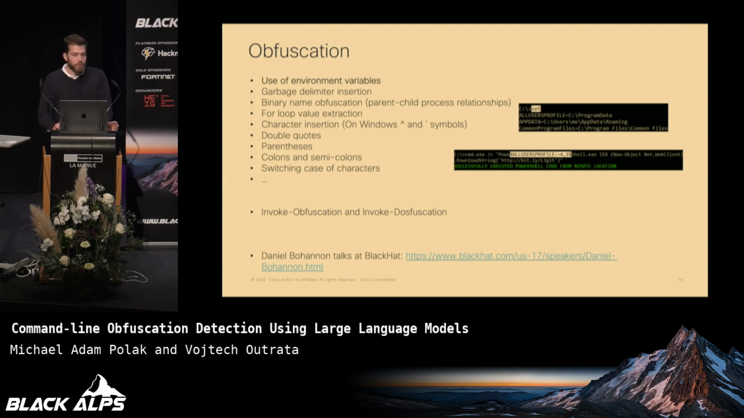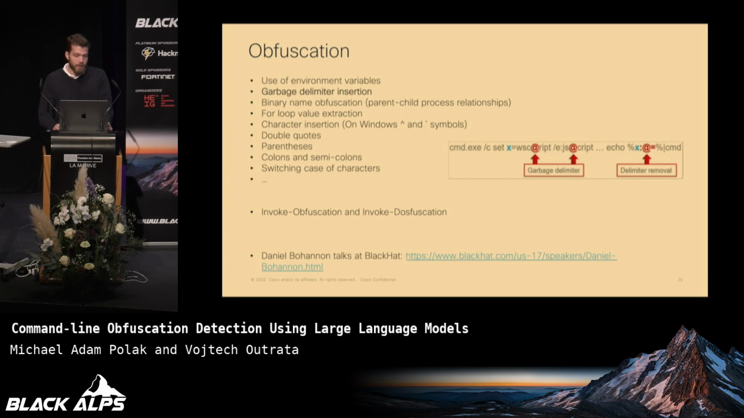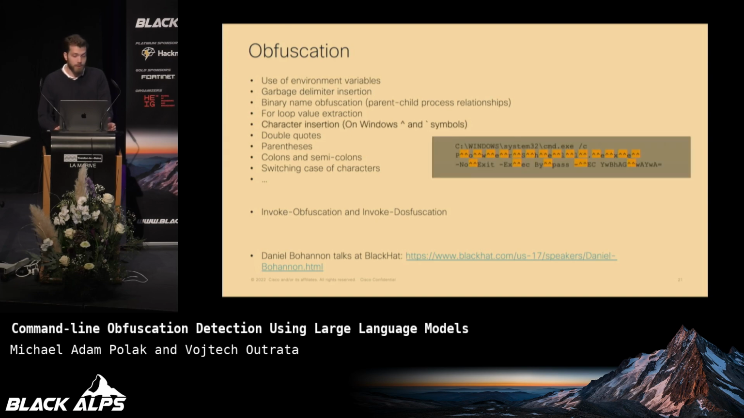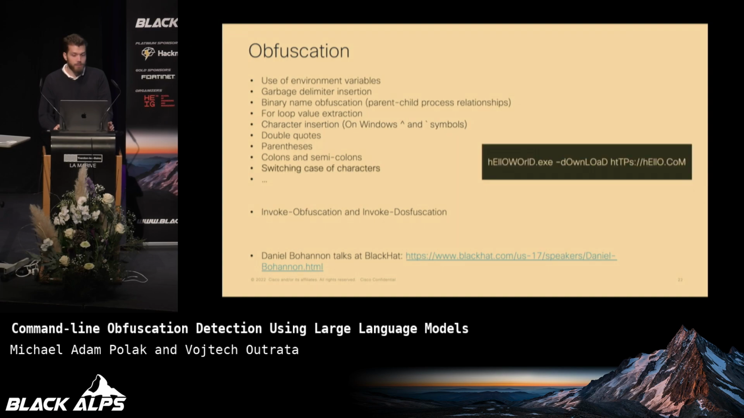So let's look at what other techniques of obfuscation are out there. I'll just list a few. The first one could be using environment variables. So you set an environment variable and then just reference it, and the script executes without any issues. Another one could be inserting garbage delimiters that you remove while executing your script. Or you could add special characters that are actually being ignored by the Windows command line, such as the caret symbol or the tick symbol.